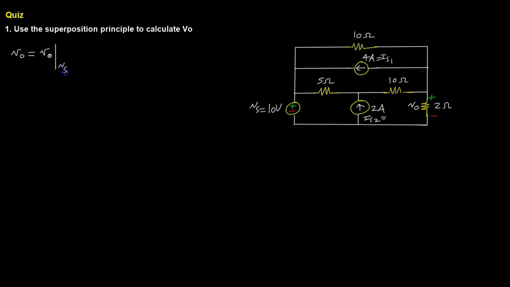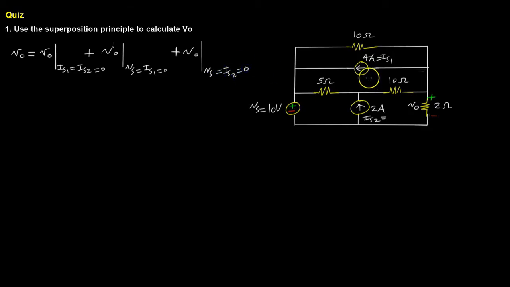So the first case we could say is when the current sources are all zeroed out, so IS1 is equal to IS2 is equal to 0. That's the very first case. The second case is when Vs is equal to IS1 is equal to 0. And the third case is when Vs is equal to IS2 is equal to 0.